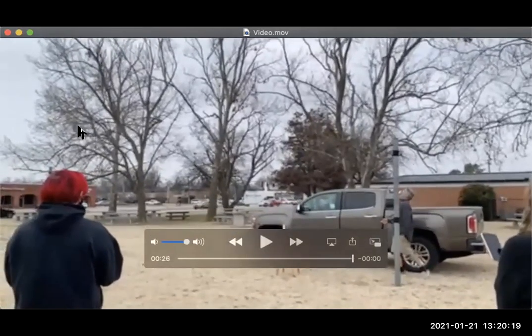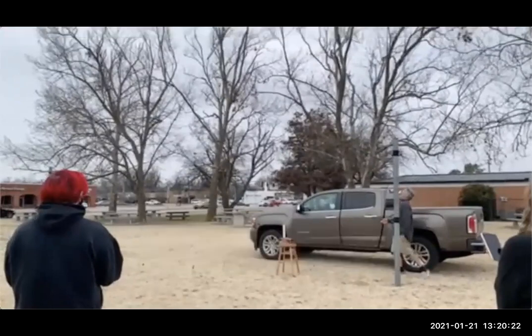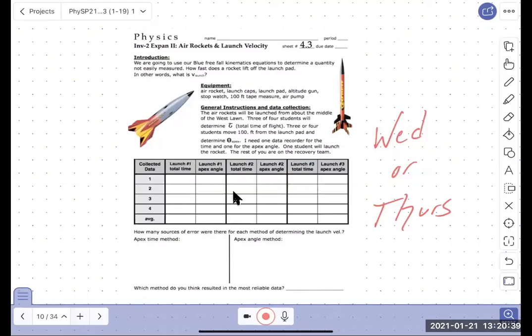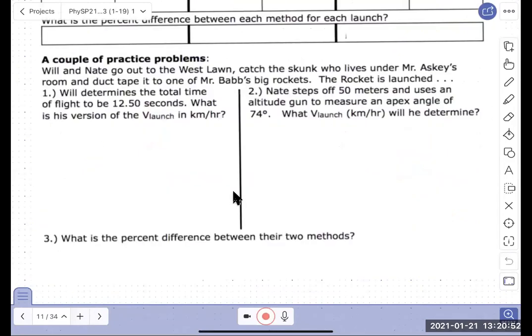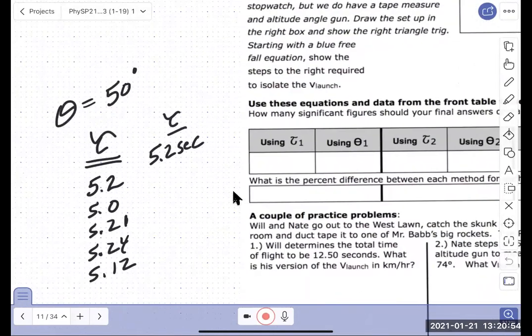All right, I got excited here because there wasn't much wind, and so that really was some of the best launches I've ever had, to be honest with you. And we got some really good, consistent data. Okay, so get out your 4.3. We're not going to end up filling it all out. That's okay. We'll fill out parts of it. That happens sometimes.